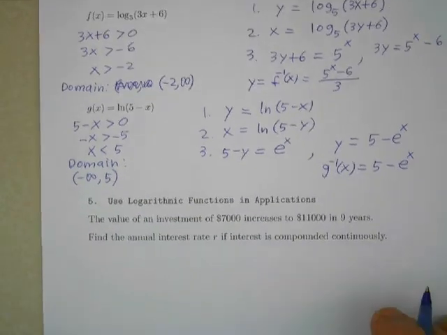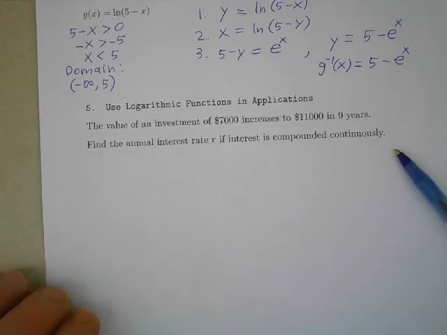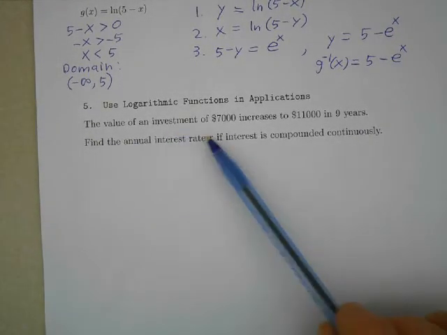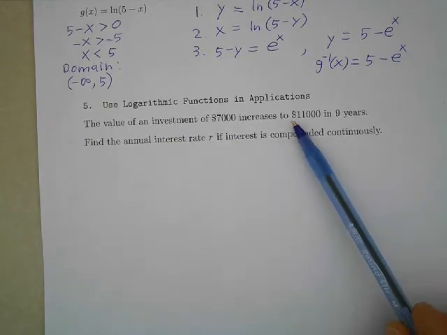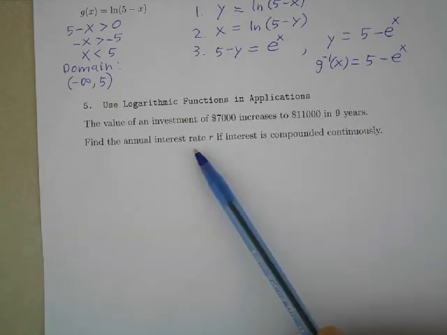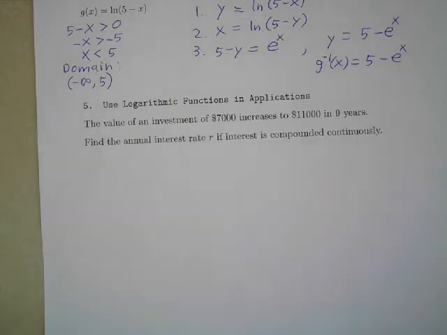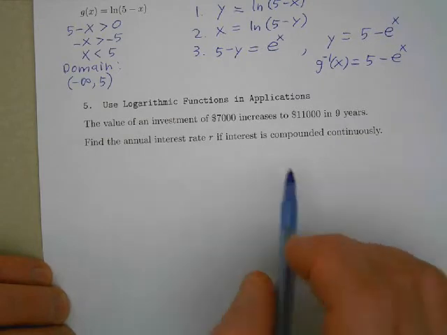Okay, and the final problem, use logarithmic functions in applications. So the value of an investment of $7,000 increases to $11,000 in 9 years. Find the annual interest rate, r, if interest is compounded continuously. Okay, so let's first write down the function.